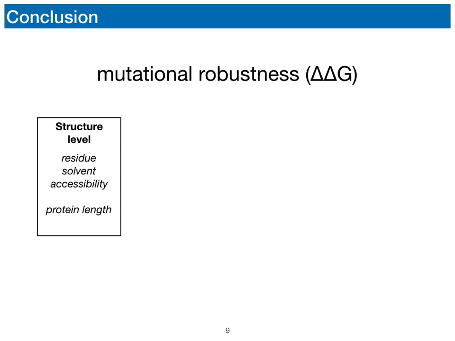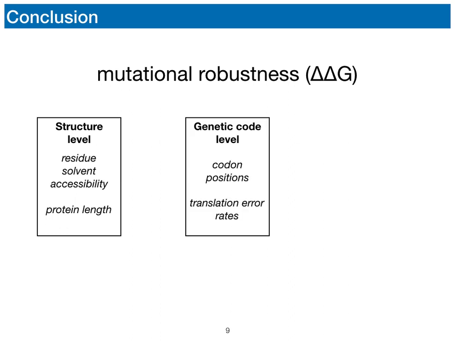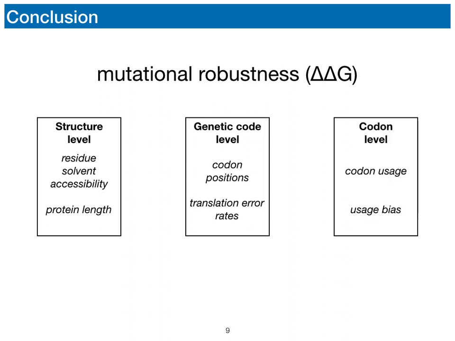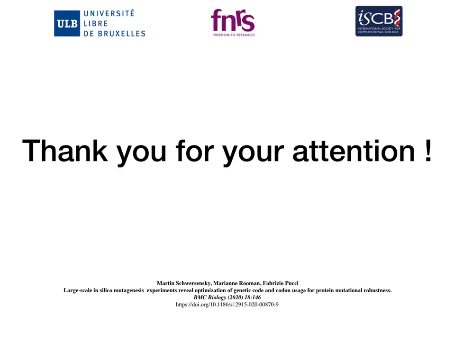So, in conclusion, by simply using protein structures and DNA sequences, we were able to quantify the role of mutational robustness at the structural level and its dependence on solvent accessibility and protein length, at the genetic code level depending on codon positions and their respective translation error rates, and at the codon level through codon usage and usage bias. This shows how tools from structural biology can be used in the field of molecular evolution, and it would be interesting to see how other factors than stability contribute to the trends shown here.